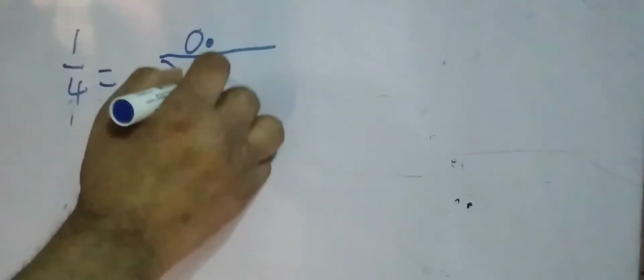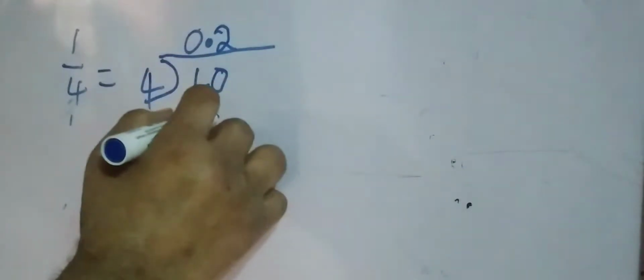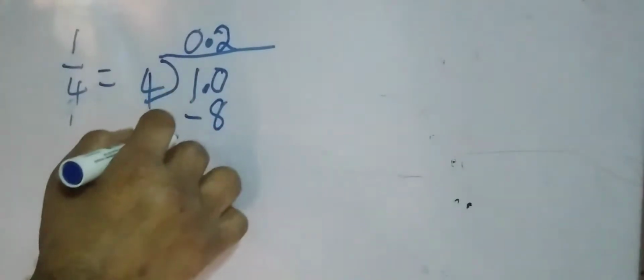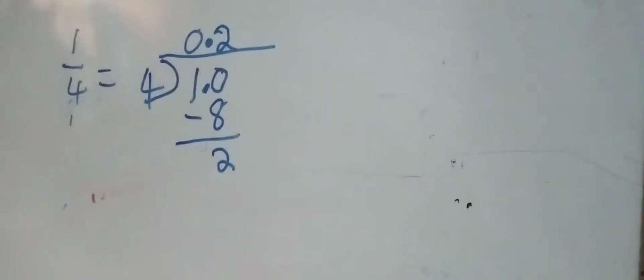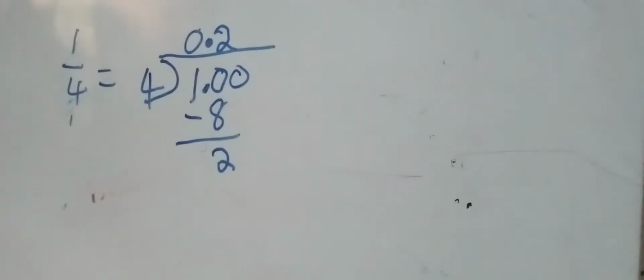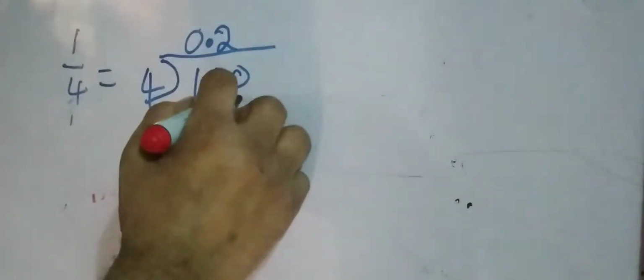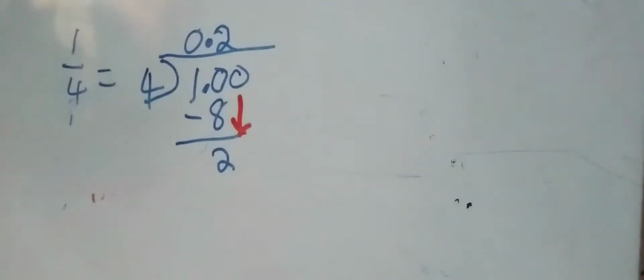So we'll add a 0 here. We're going to say 4 into 10 goes 2 times. 4 2s, 8, subtract 8 from 10, leave 2. And remember, each time that we have a remainder, we add a 0. And we're going to bring that 0 down to join the 2. So let's do that. So we're going to have 20 now instead of 2, because we're going to bring the 0 down.